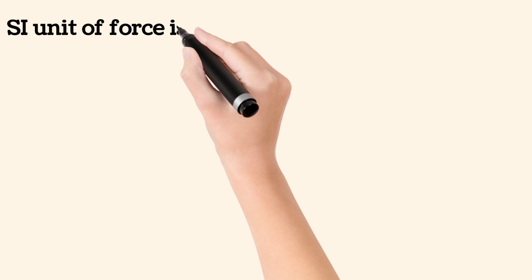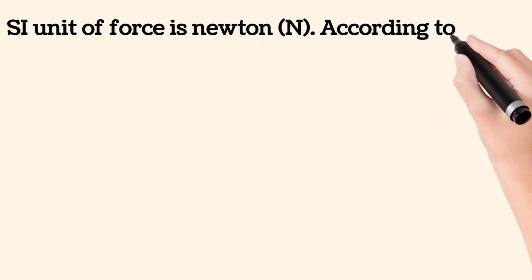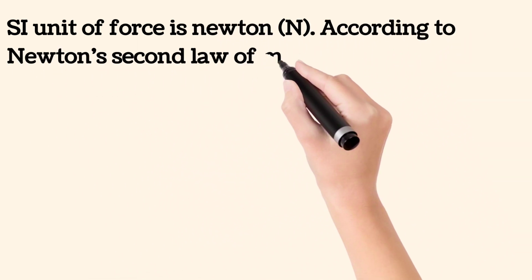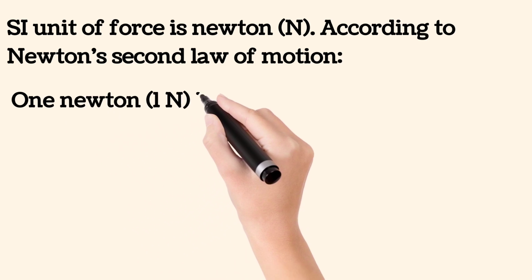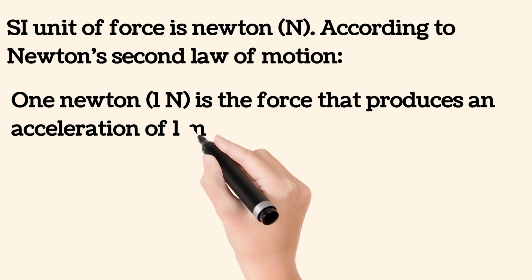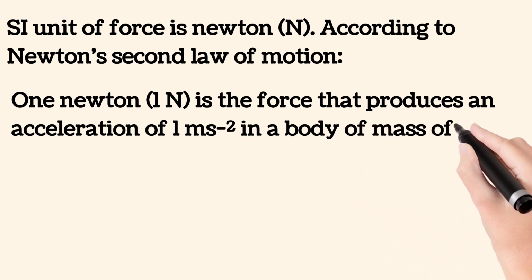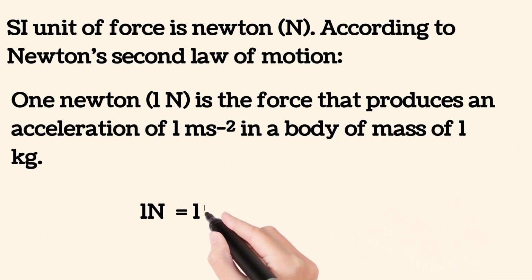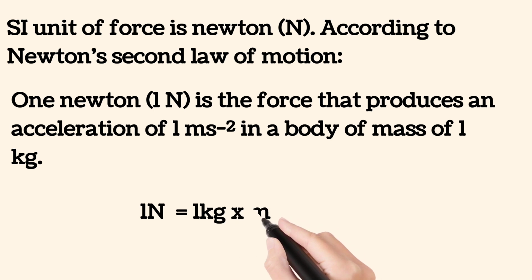The SI unit of force is the Newton. According to Newton's second law of motion, 1 Newton is the force that produces an acceleration of 1 m/s² in a body of mass 1 kg. 1 Newton is equal to 1 kg·m/s².